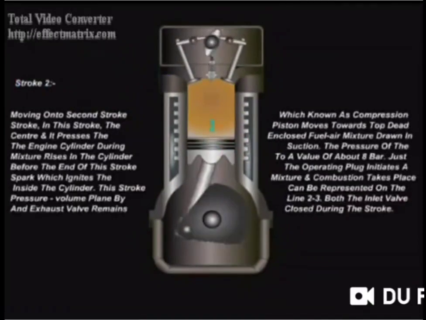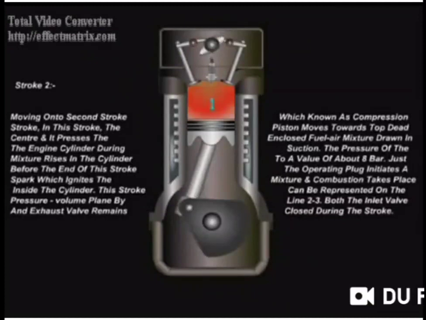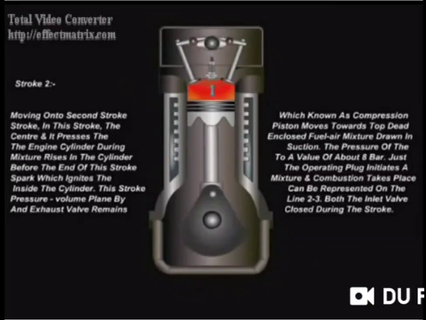Now the compression stroke takes place, that is, the air fuel mixture is compressed and the piston moves from bottom dead center to top dead center. In this stroke, both the valves are in closed position. Here we look at the compression, and the piston is moving from bottom dead center to top dead center. At the end of this compression stroke, the air fuel mixture is ignited by a spark plug.